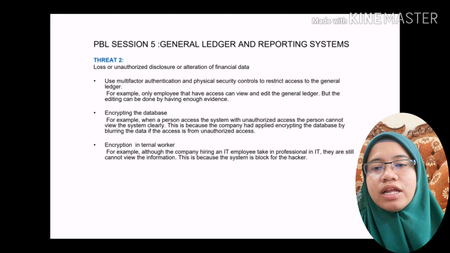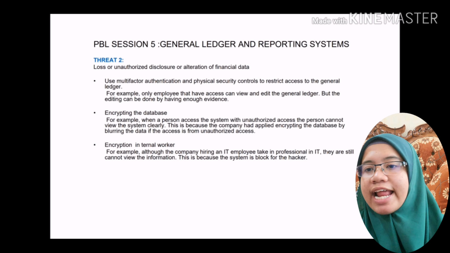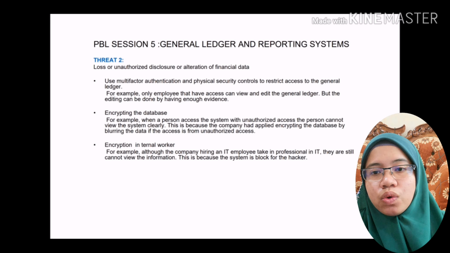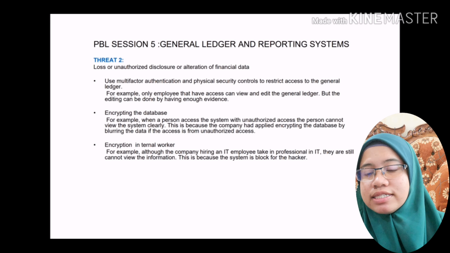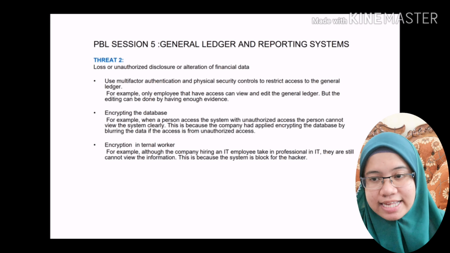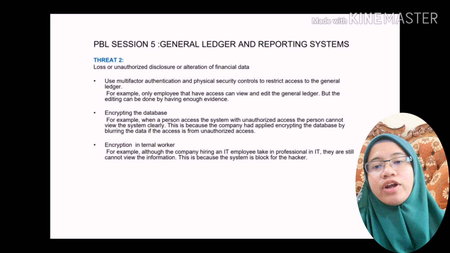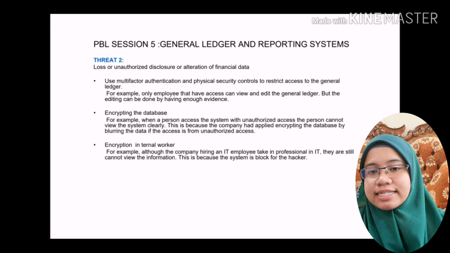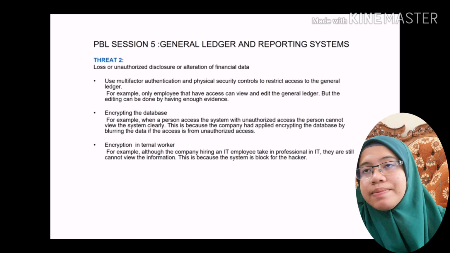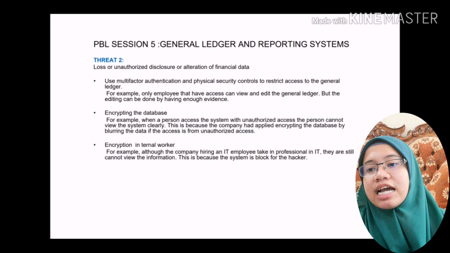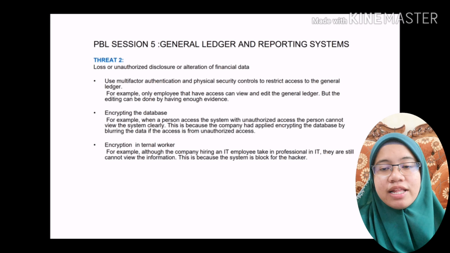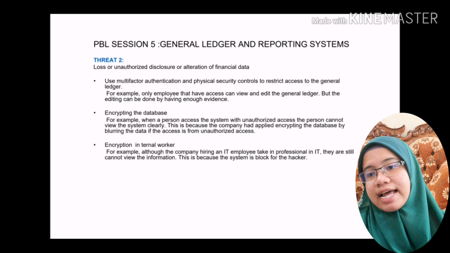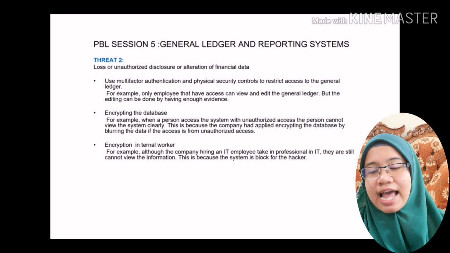Besides, encrypting the database can also provide additional protection by making information unintelligible to anyone who succeeds in obtaining unauthorized access to the database. For example, when a person accesses a system with unauthorized access, the person cannot view the system clearly. This is because the company has applied database encryption by blurring the data if the access is from unauthorized access.